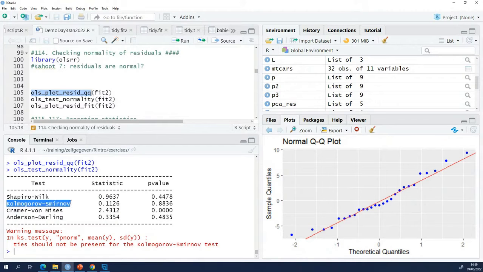Kolmogorov-Smirnov is a very old test and nobody uses it anymore. It's considered outdated and not very accurate. So never look at this.